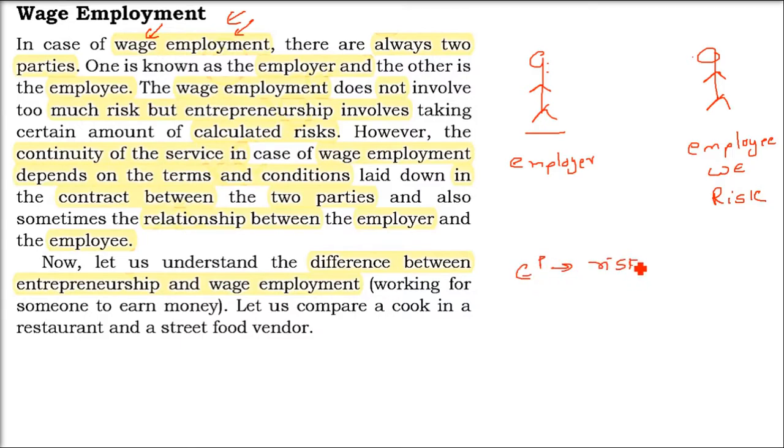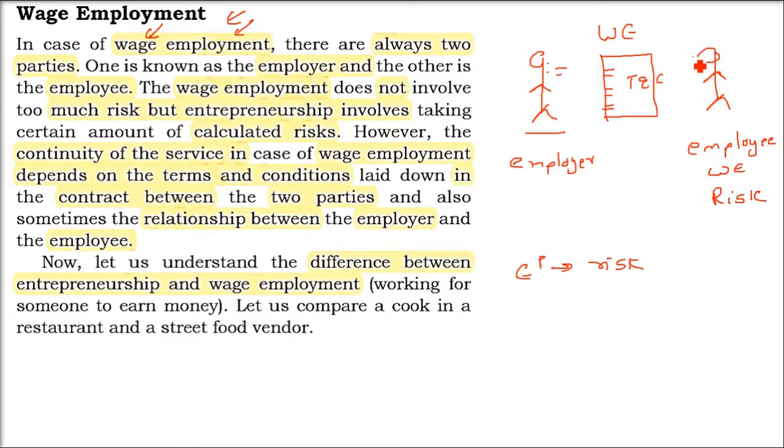So in entrepreneurship, you have to have a risk. Okay, there will be some risk because you're doing it on your own. In wage employment, you are getting a salary, money. There are certain terms and conditions whenever you get a job. There is a salary, what holidays you will have, what advances you can get. All these terms and conditions are written down on a contract paper where both parties sign.